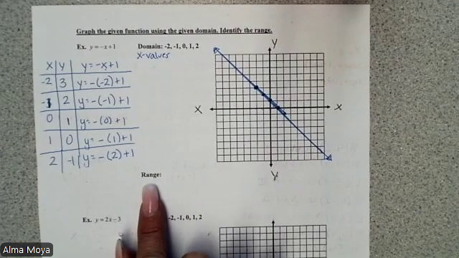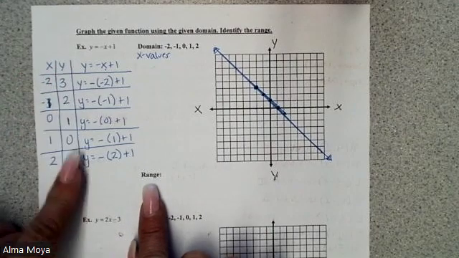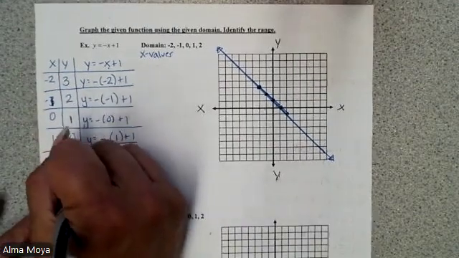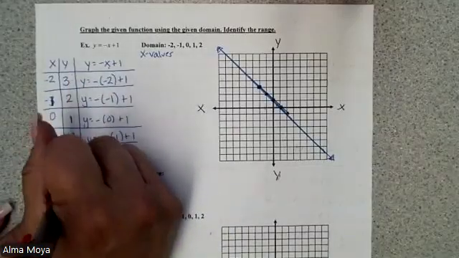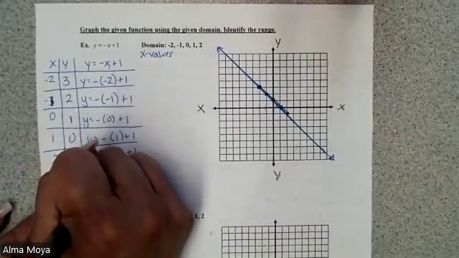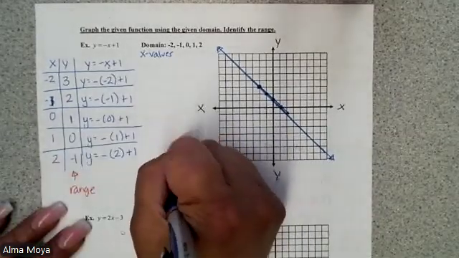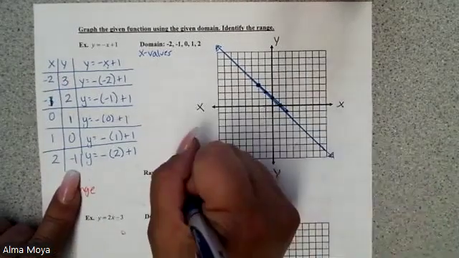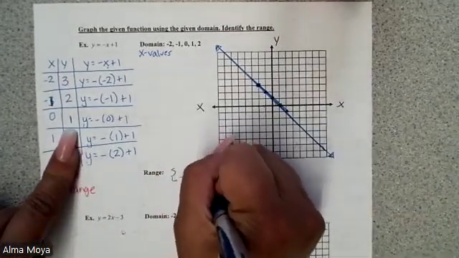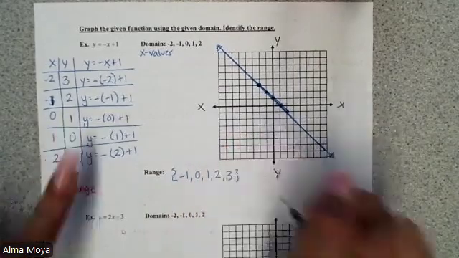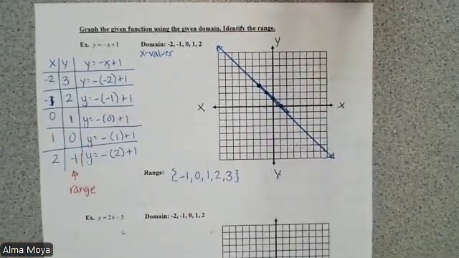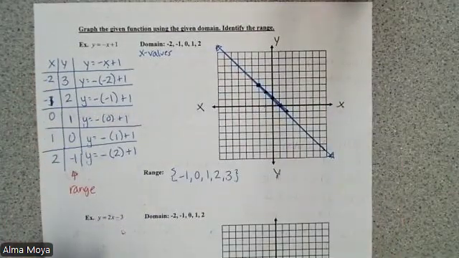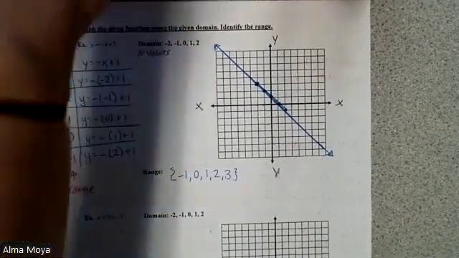Now it says, what is the range? The range are all these values right here, okay? These are the ranges. The range is the y values. Those are the range values. So now what I'm going to do is I'm going to put them in order, which they're actually in order going up. So -1 is first, 0 is second, 1 is next, 2, and then 3. This one is a function because look at your x values. None of the x's repeated themselves. So this one is considered a function.